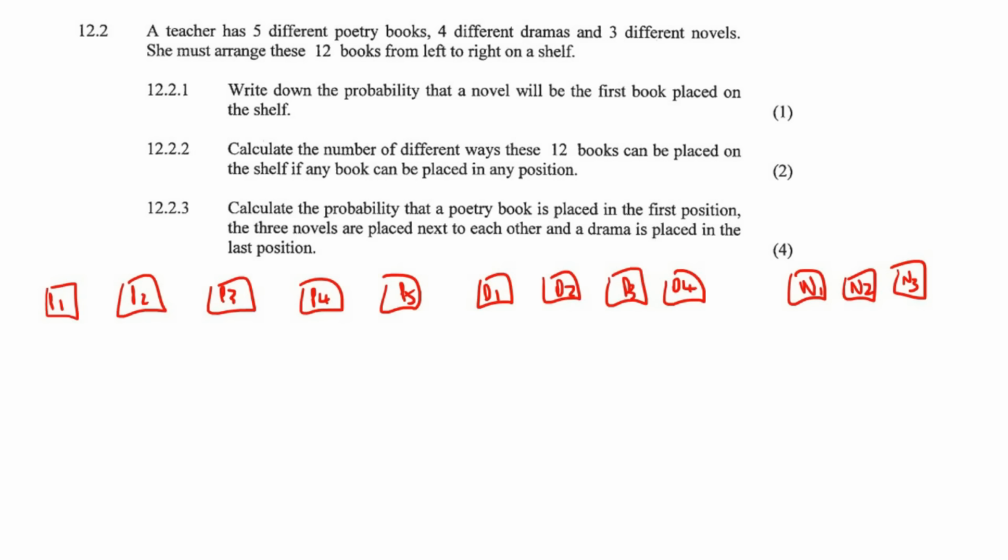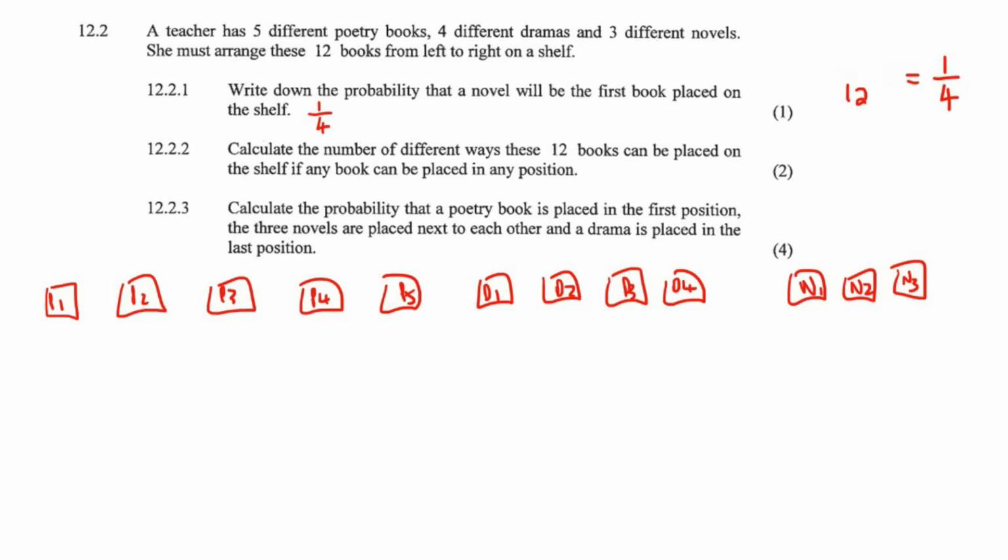Okay, so it says write down the probability that a novel will be the first book placed on a shelf. Well, imagine you've got these 12 books in front of you, 3 of them are novels, so there would be a 3 out of 12 chance that you would choose that one, which would then obviously break down to 1 over 4 after you simplify. So that's this question done, so that was 1 over 4.